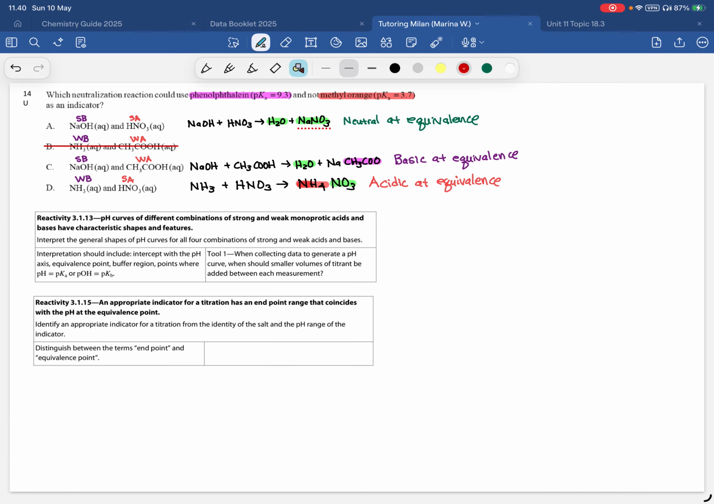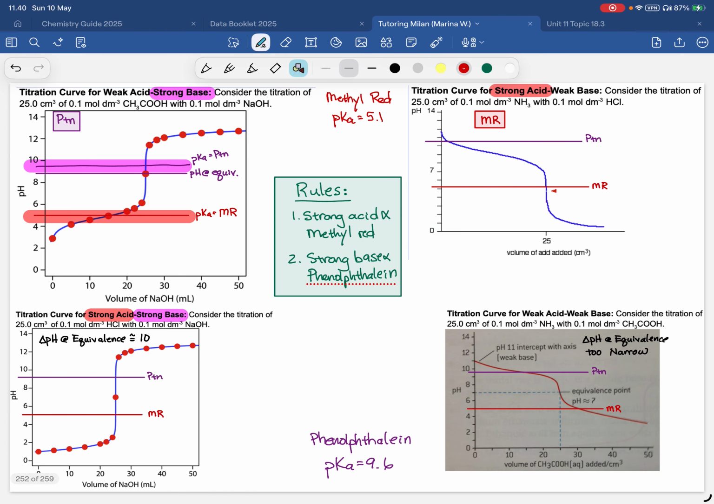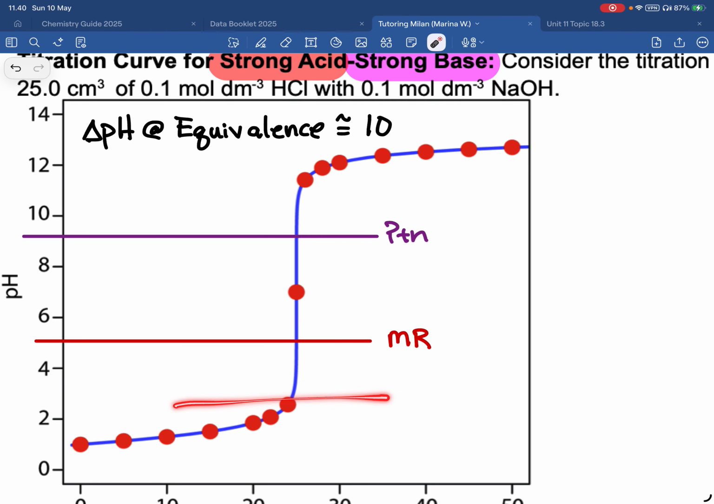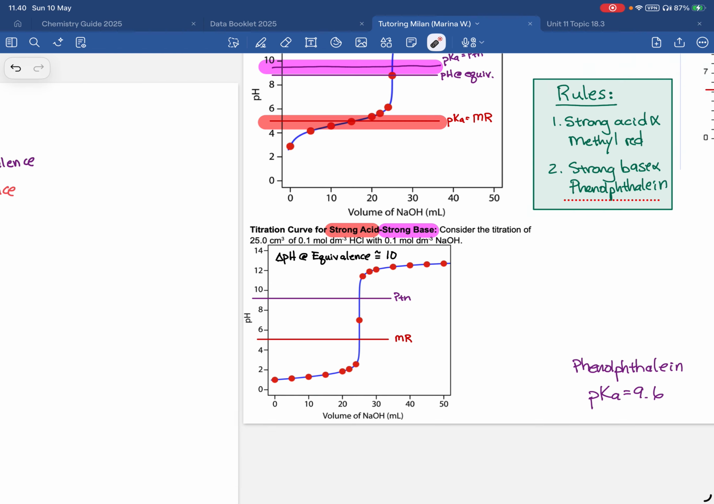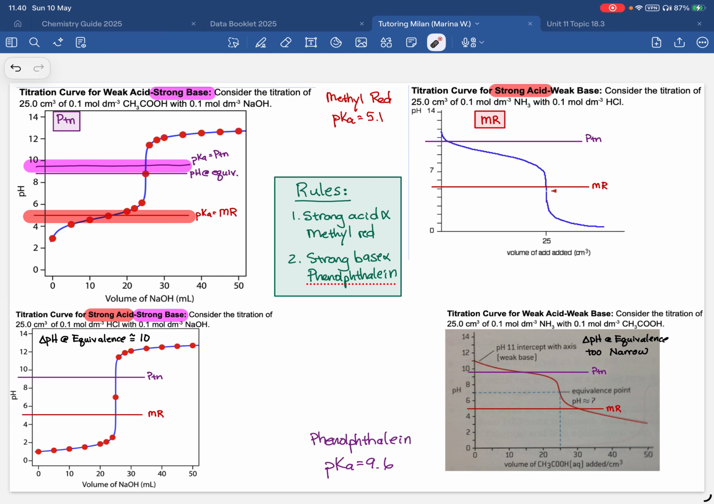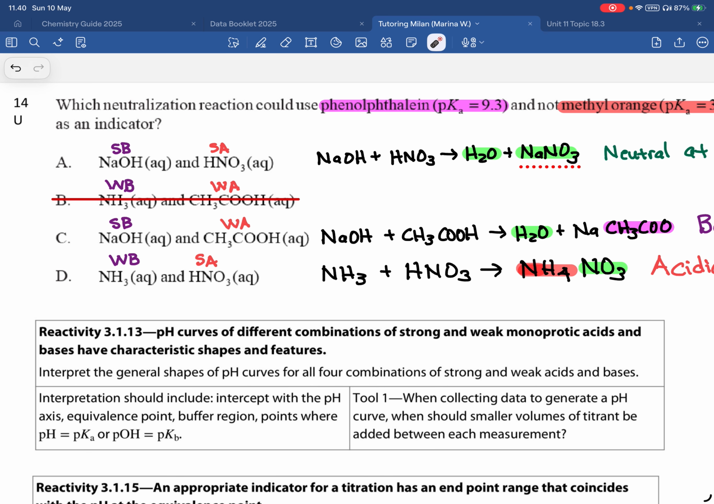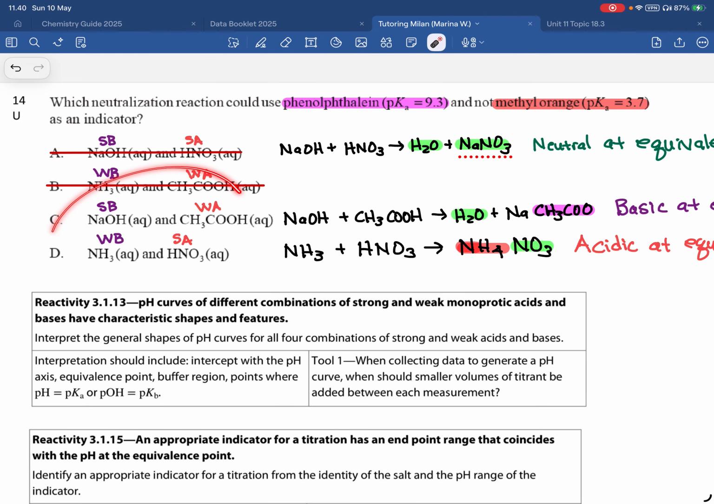After that, it becomes a matter of knowing how the curves work. And basically it boils down to this. A strong acid, strong base curve has a really, really wide pH change at equivalence. So you can basically use almost anything and catch that. So then after that, it becomes a matter of which one you can use to catch the equivalence. So you definitely know with strong acid and strong base, you can catch anything. So those two are immediately out. So then it becomes a matter of choosing between these two.